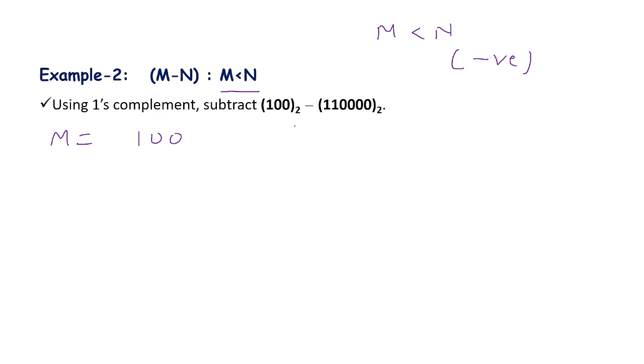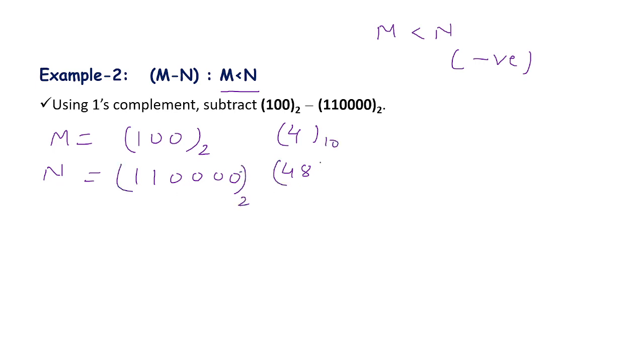M is 4, as all of you know. N is 110000, which is 48. Now we'll see how to perform the operation. This 4 is in decimal, this number is in binary, and 48 is in decimal.